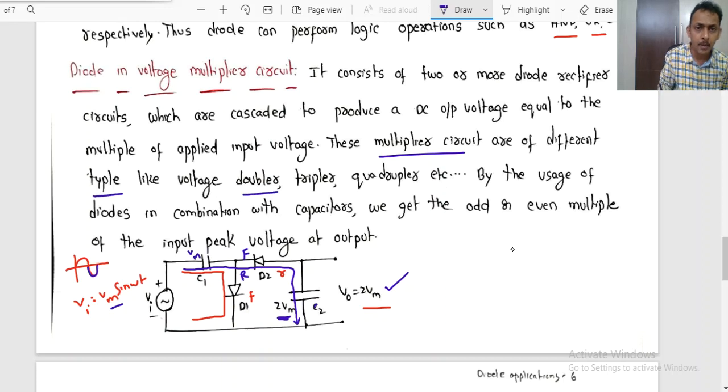Now this voltage multiplier circuit will be of different types, like a voltage doubler circuit, tripler, quadrupler, etc. By using the combination of diodes with capacitors, we can achieve this target, right? We can get either the odd or even multiples of the peak input voltage at the output. So this is how the diode is applied in a voltage multiplier circuit.